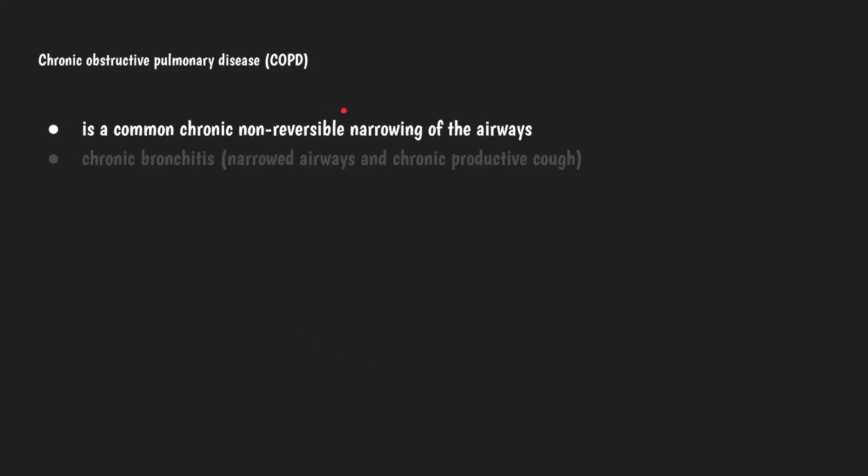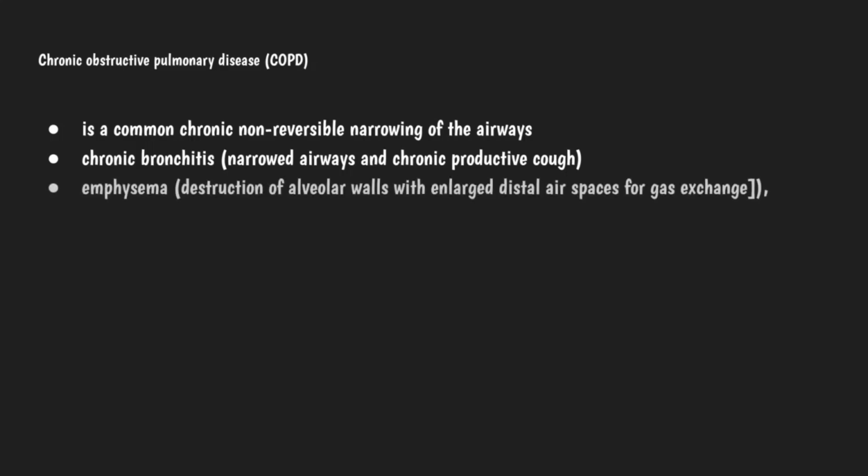Next is COPD. COPD is another important disease of the respiratory system. It's common, chronic, and non-reversible. So this is chronic as well as non-reversible narrowing of the airways. It includes two diseases. First is chronic bronchitis, which is narrowed airways and chronic productive cough. If the patient comes and says that he has been having a productive cough for a long period of time, then you should think of COPD, along with a few other things which we'll be discussing now.